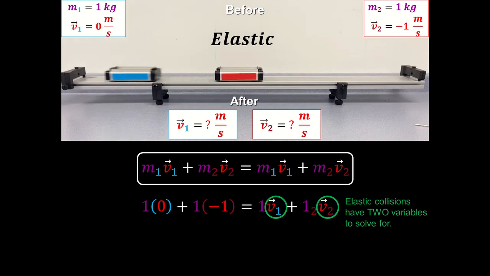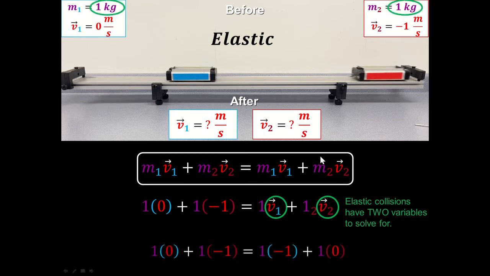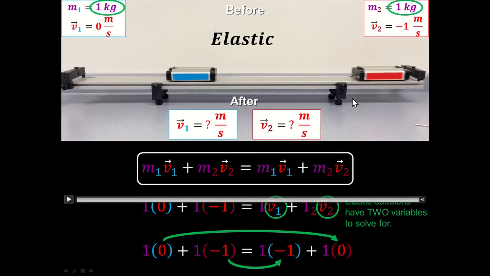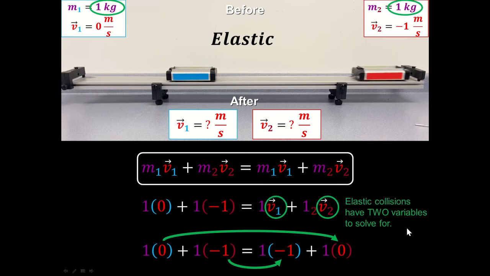What happens is, can you see what happens there? All they did was swap velocities. And that is true only if they have the same mass. So if the masses are the same before, then the one that was 0, the blue cart was 0, now the red cart will be 0. And the red cart was -1 before, the blue cart will become -1 after. Okay. Big idea there is that when the masses are the same and they collide elastically, they simply swap velocities.